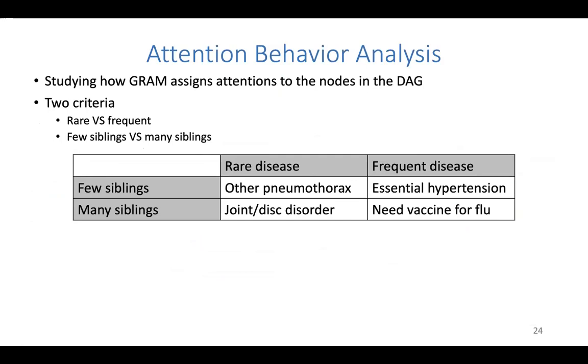And another criterion is few siblings versus many siblings. Some diseases might have a lot of siblings sharing the same parent, there could be like a million different siblings, and maybe some diseases might have only 1 or 2 siblings sharing the same parent.